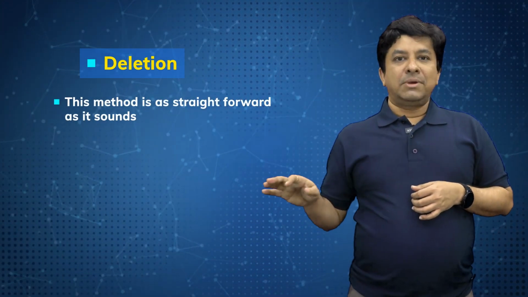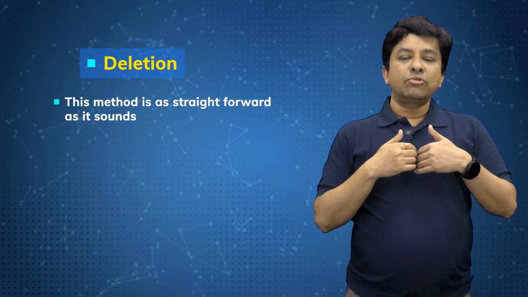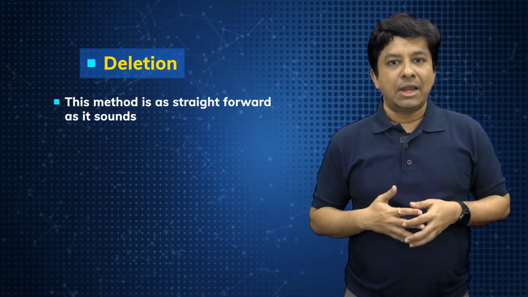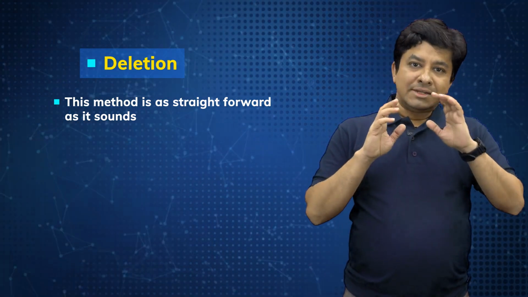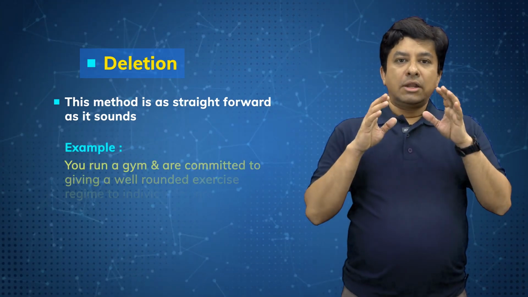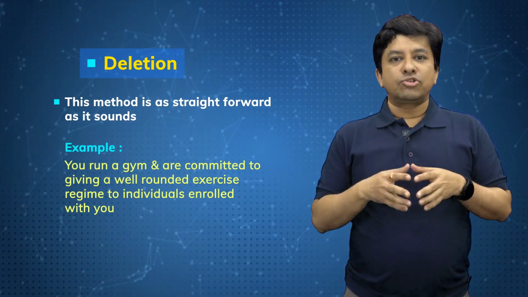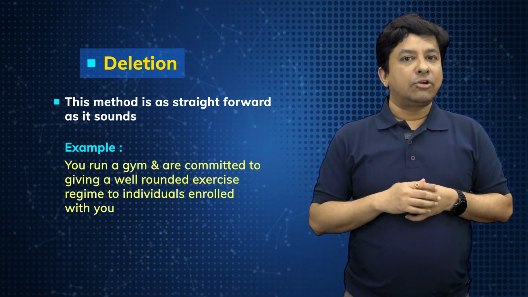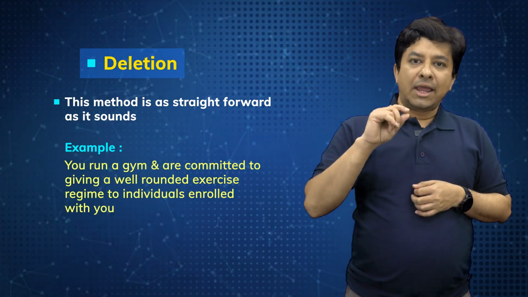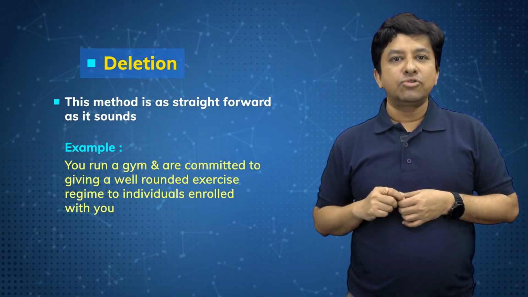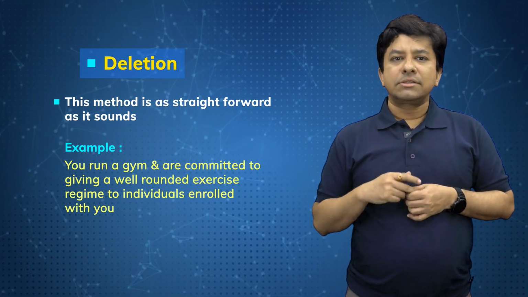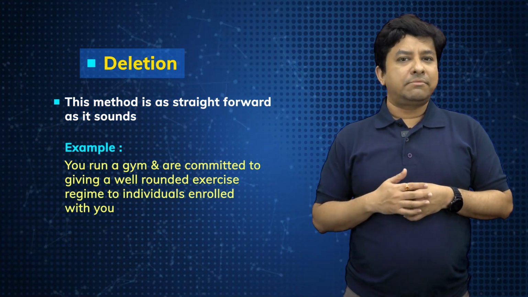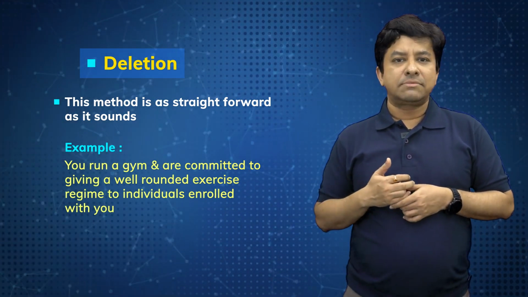A straightforward method, as it sounds: you remove the entire observation or a variable which has missing values. So let's take an example. You run a gym and you are committed to giving a well-rounded exercise regime to all the individuals who are enrolled with you. Then you are analyzing this data and you come across some individuals who have come to the gym but have not recorded their exercise regime in your database.